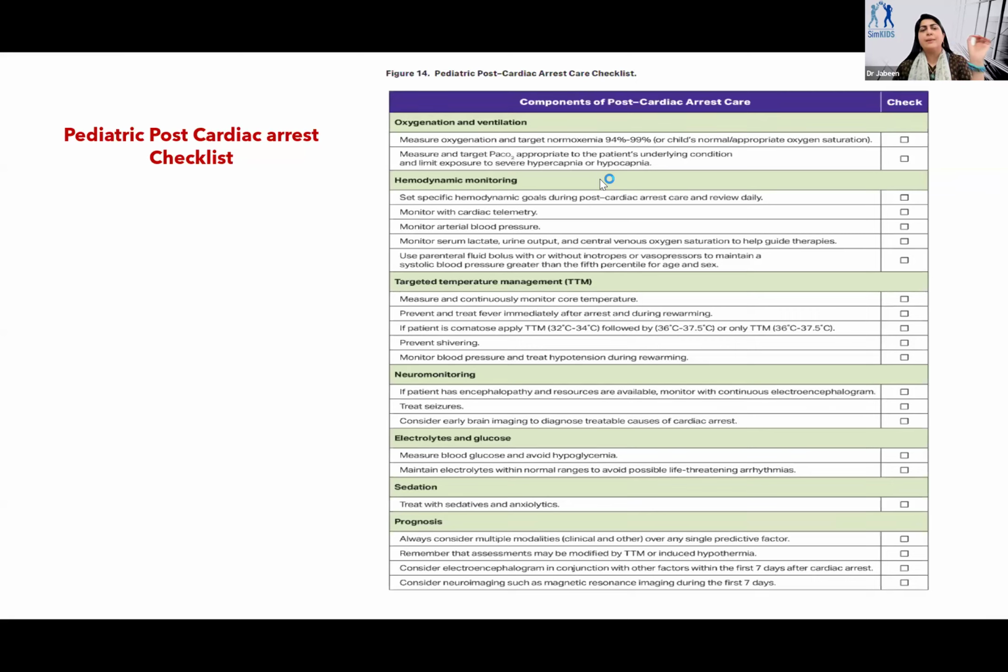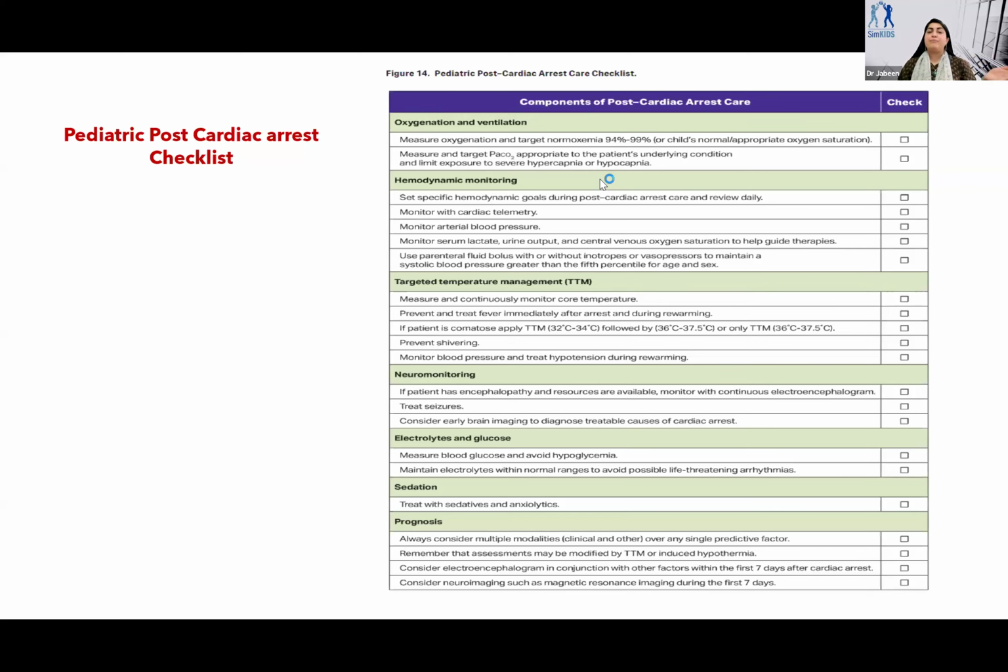If you go and put it in Google, pediatric post cardiac arrest checklist, it will come up and you can upload it. It emphasizes oxygenation and ventilation as a continuous process, hemodynamic monitoring, maintaining the core temperature, neuromonitoring, electrolytes and glucose, continued sedation, and continued monitoring of prognosis. But yes, it is outside the domain of the emergency department and more applicable to the PICU and to the floor before the patient gets discharged.